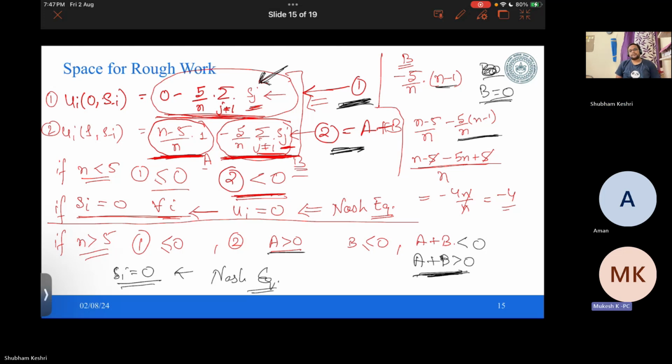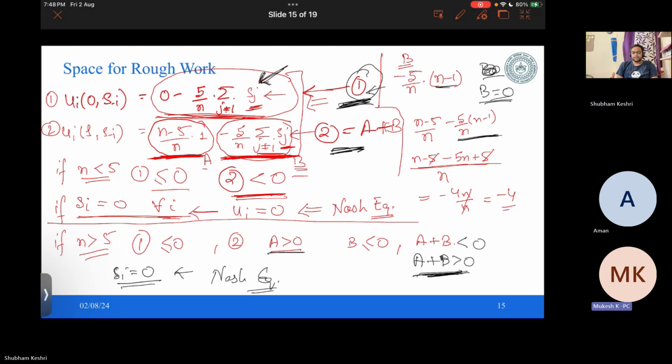But A plus B is also greater than 0 when all SJs are 0. No, not only when. Suppose some of the SJs are 1, then also it can be positive. But in that case, utility UI when player I is playing 0, this term can become negative, right? This utility will become negative.